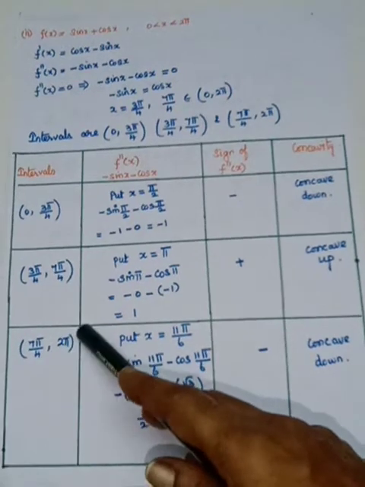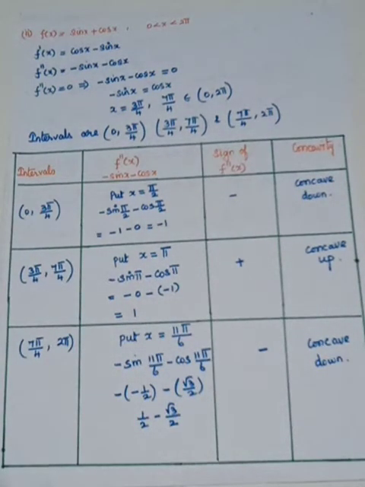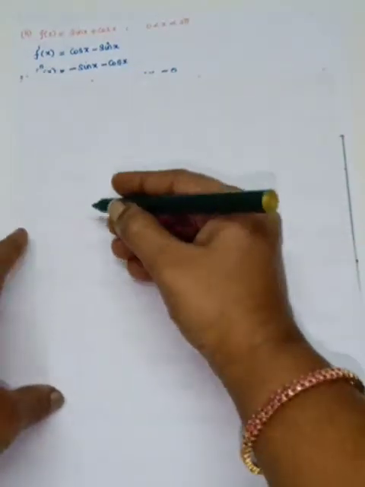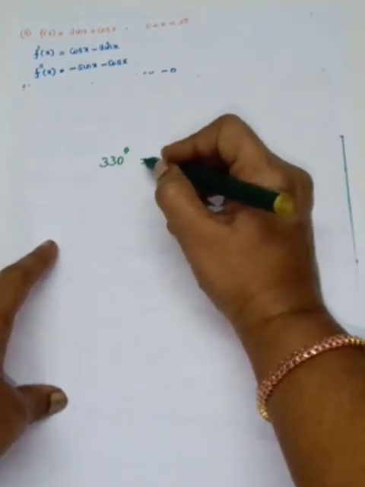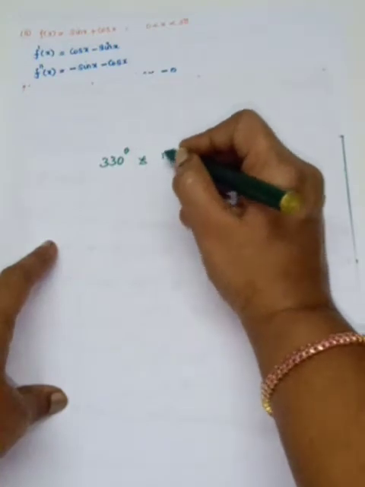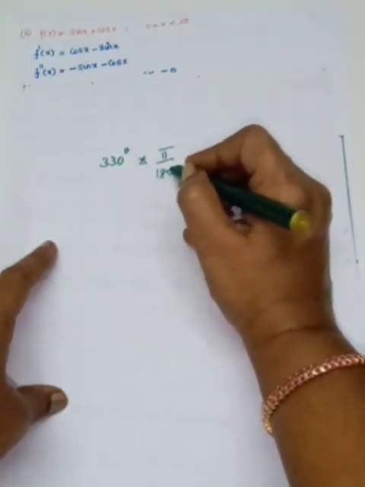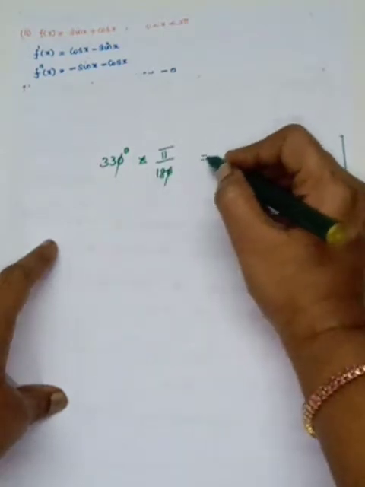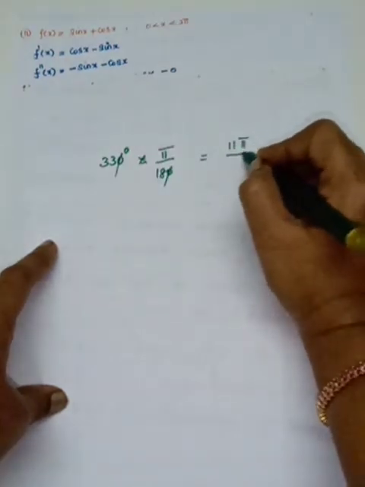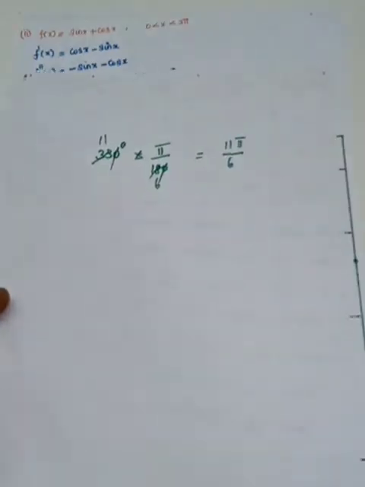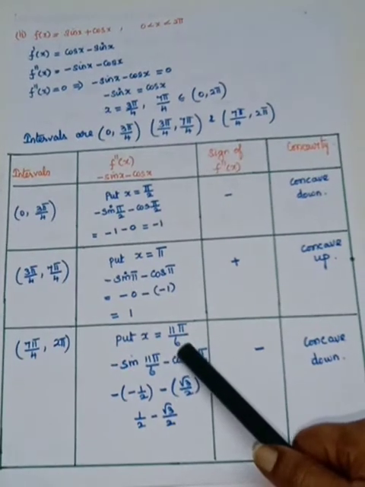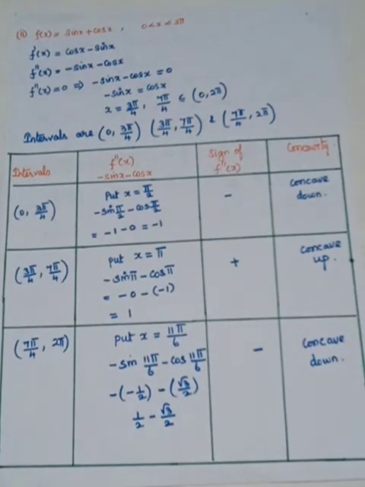Next is 7 pi by 4 to 2 pi. That is 315 degree to 360 degree. So I am going to take 330 degree. If you want to convert into radian, what you have to do? You have to multiply by pi by 180. So the zeros get cancelled, and you are getting 11 pi by 6. If you cancel the 3, it is 11. Here 6 3s are 18. So 11 pi by 6. So I have substituted 11 pi by 6, which is 330 degree.